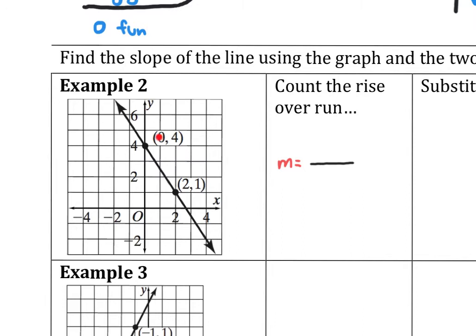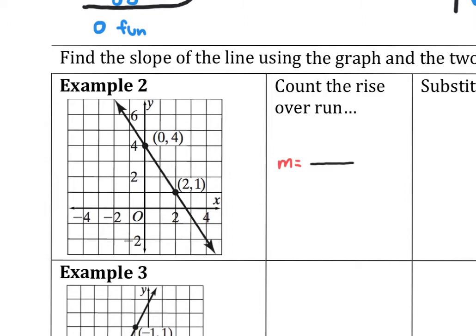All we're going to do is count from one point to another. It doesn't matter which point you start with. I could start here and go to here, or I could start here and go that way. The important part is that you're consistent. So let's go from here. Notice my units are 1, 2, 3, 4, and 1, 2. Good. So each box here is a 1 by 1, so I can count just my ones.